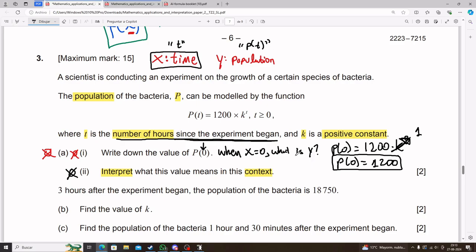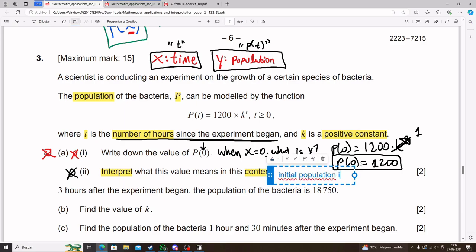Or it's like at the first second. You can think about it that way. So before this starts at all, when x is 0, my y is 1,200. But what is your y? Your y is population. So clearly in this context, we would say that the initial population is 1,200. And you know it's initial because time is at 0. Basically, we are at the start of the experiment.